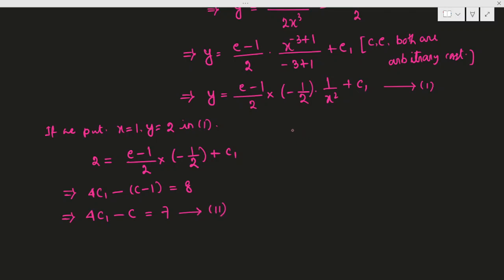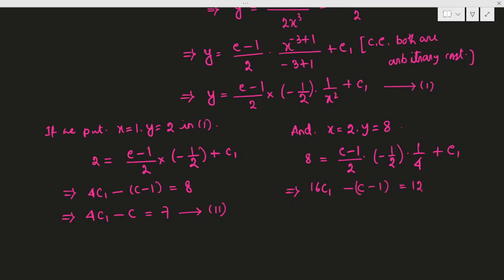And similarly, we can put another point in 1, that is x is equal to 2, y is equal to 8. If we put this, here we get 8 is equal to (c minus 1) by 2 into minus half into 1 by 4 plus c1. That will give 16c1 minus c minus 1 is equal to, here it will be 128.